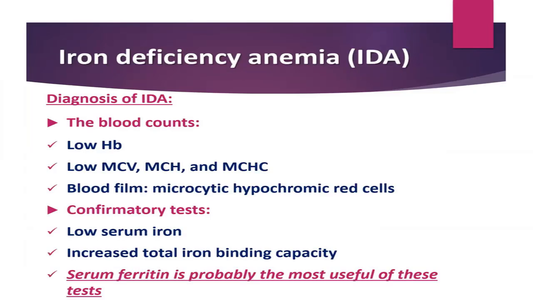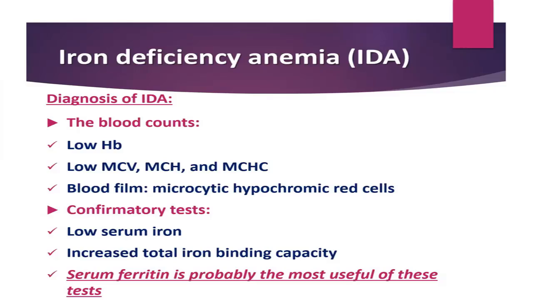Diagnosis of iron deficiency is by doing a complete blood count, which shows low hemoglobin, low MCV, MCH, and MCHC. In the blood film, we'll see microcytic hypochromic RBCs. The other confirmatory tests are low serum iron and increased total iron binding capacity.